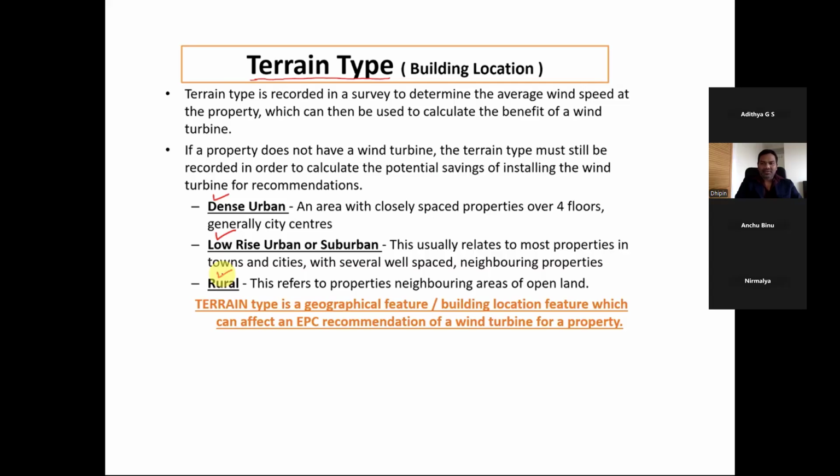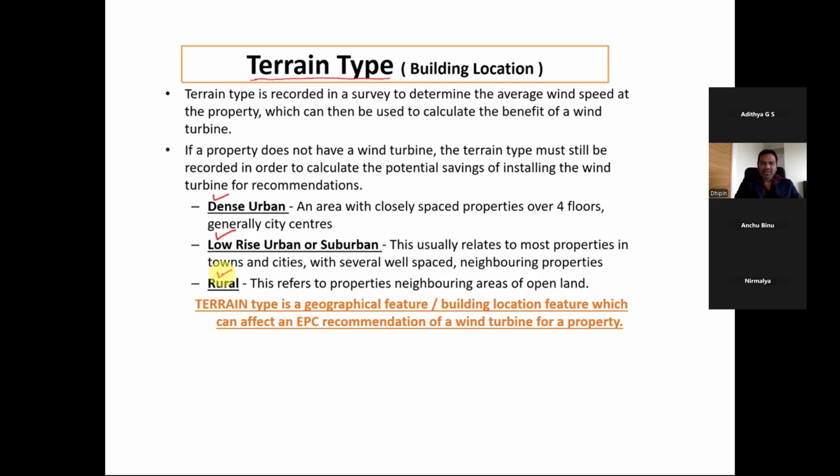Depending on the area, there will generally be EPC ratings done by the assessor, and whether it's urban terrain or rural terrain, they will assess and then come up with the rating for the particular property. So if a property does not have a wind turbine, the terrain type must still be recorded in order to calculate the potential savings of installing a wind turbine for recommendations.